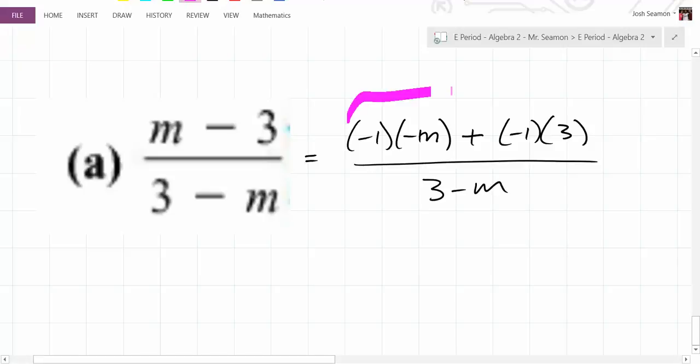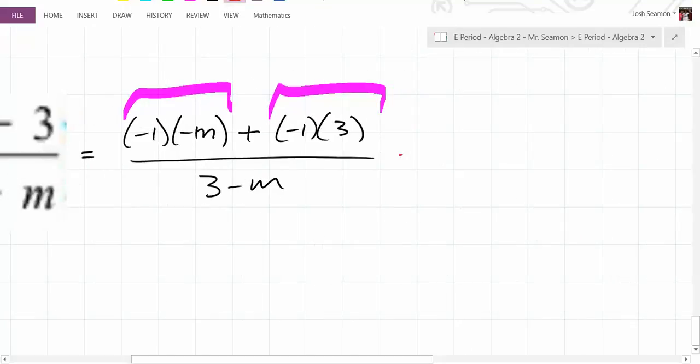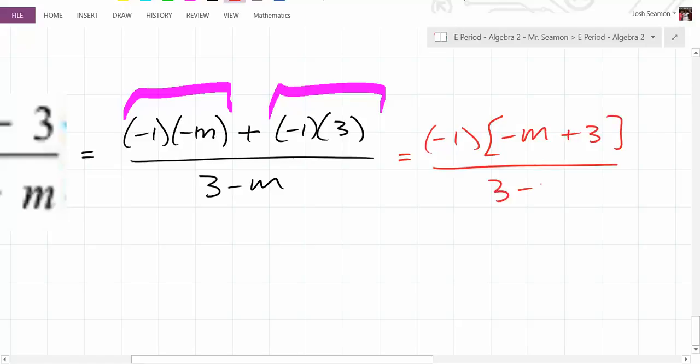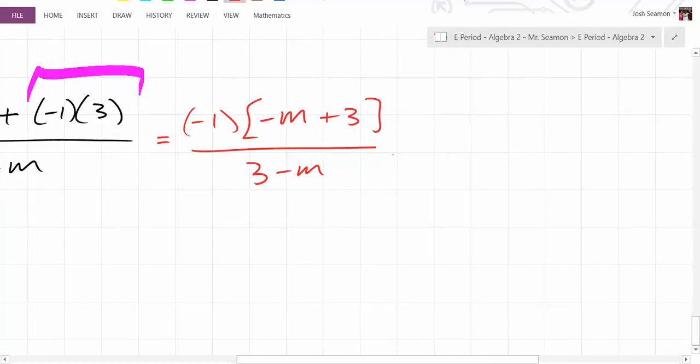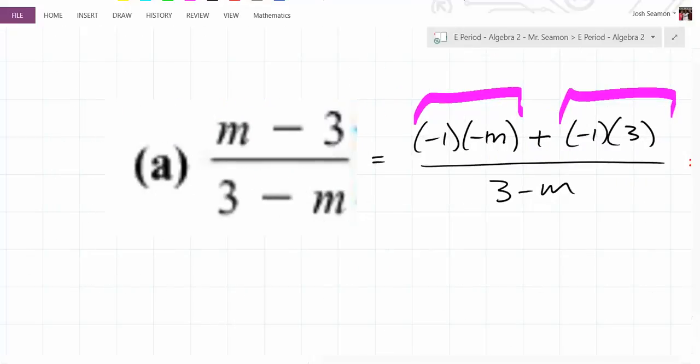What is in this and this? What's now in both of those? Negative 1. So what can I factor out of both? Negative 1 times what? Negative m plus 3. And what's still in the denominator? What's another way to say negative m plus 3? So you have negative 1 times 3 minus m all over what? Over 3 minus m. Oh, can you cancel something now? Oh, this goes away. What are you left with? What's 2 minus 5?